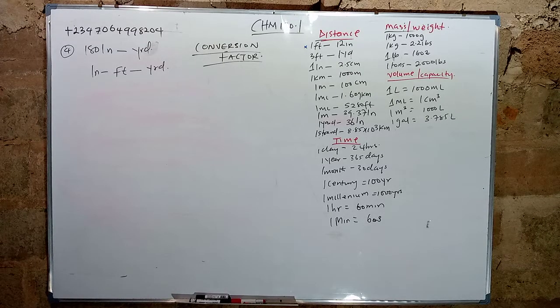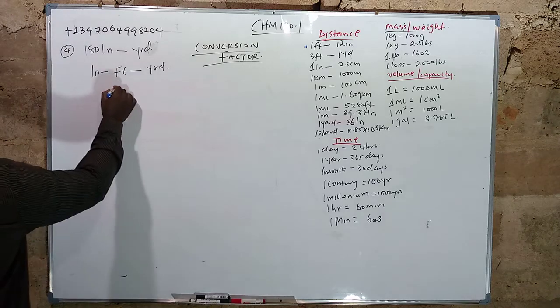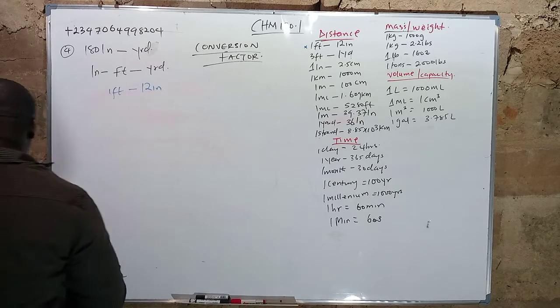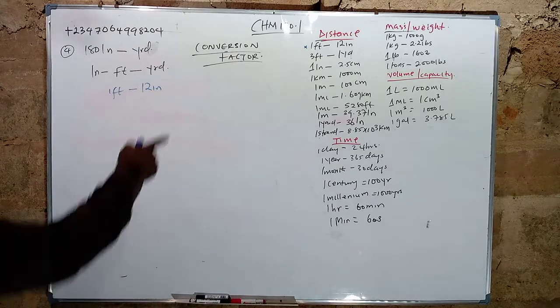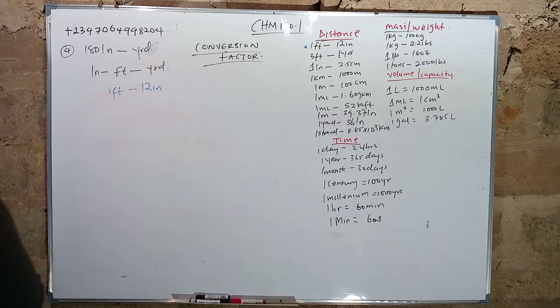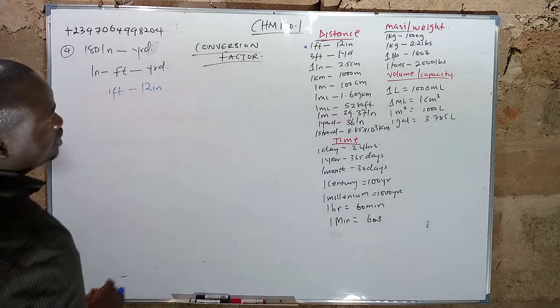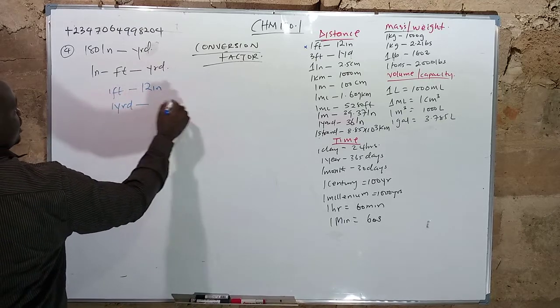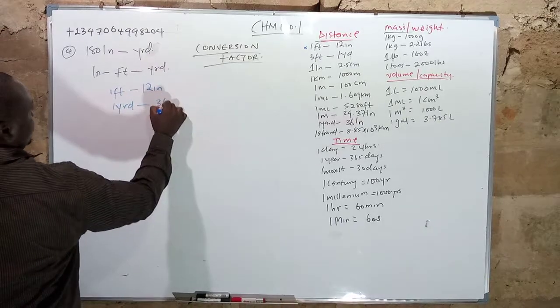So first of all, I want to go from inch to foot, from foot to yard. And this is still going to be the same answer. So first of all, what is the conversion factor that relates inch to foot? Of course, it is this one, that 1 foot is equivalent to 12 inches, right? So which one relates yard to foot? We know that 1 yard is equivalent to 3 foot.